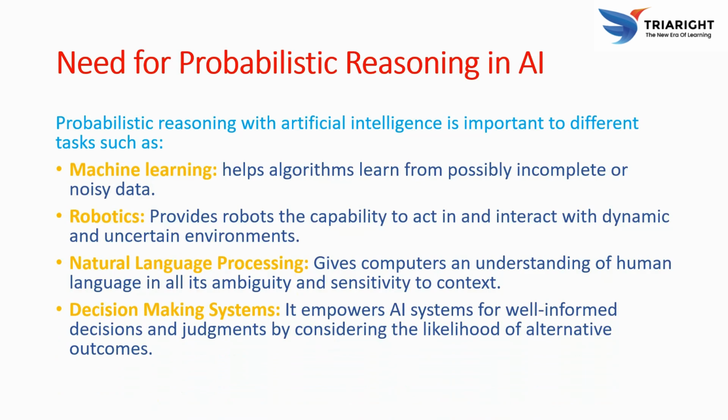When an AI needs to make a decision, there are often multiple possible choices, each with different associated risks and rewards. Probabilistic reasoning allows the AI to weigh the probability of various outcomes for each choice, leading to more rational and optimized decisions, especially in complex situations.